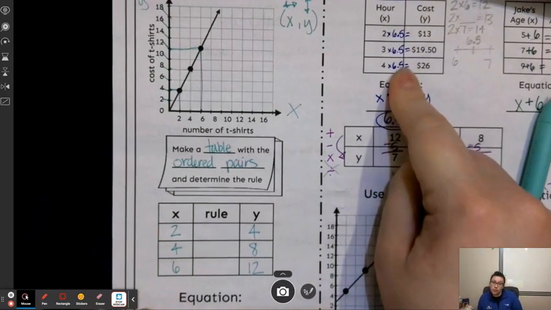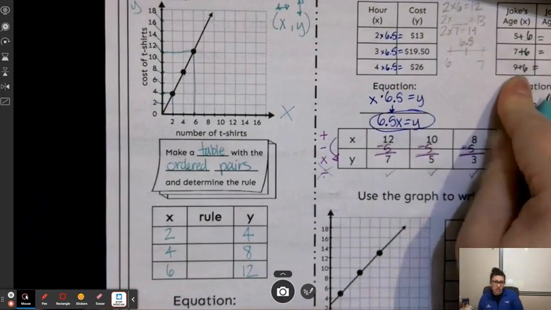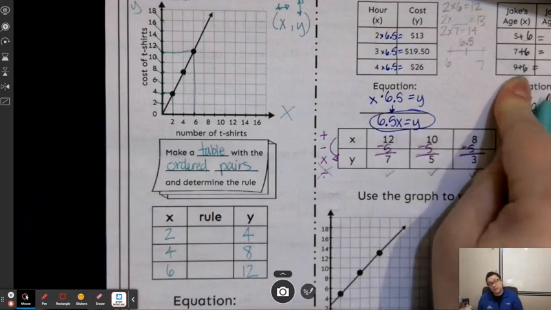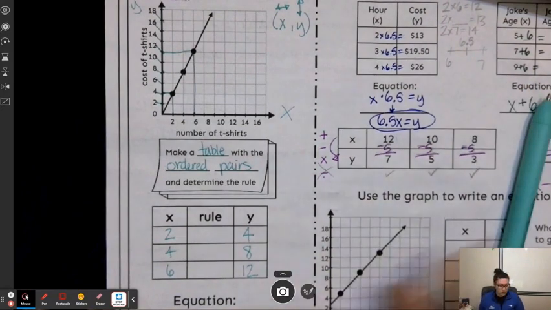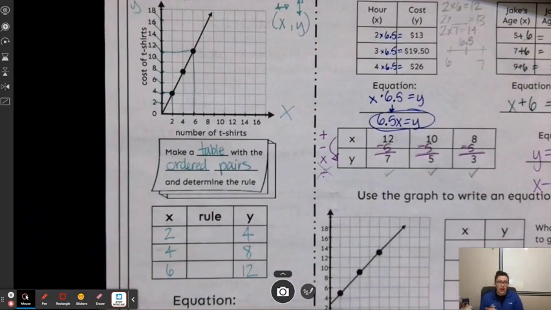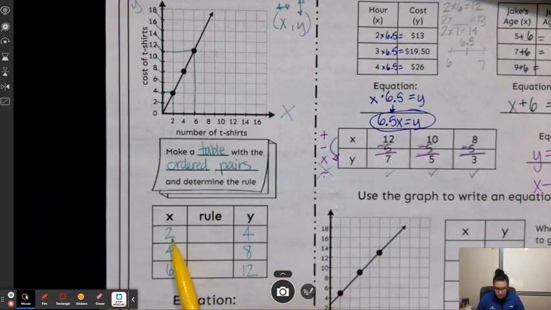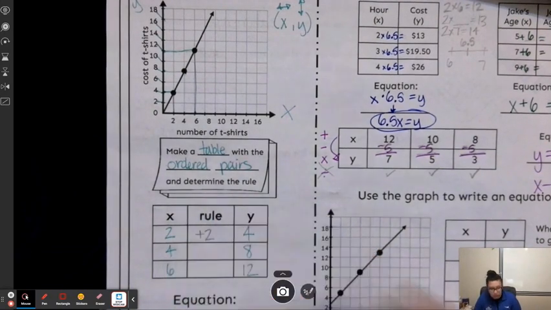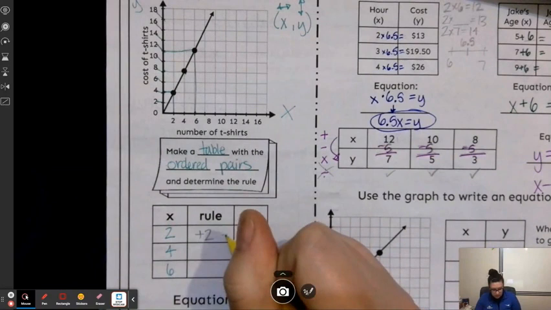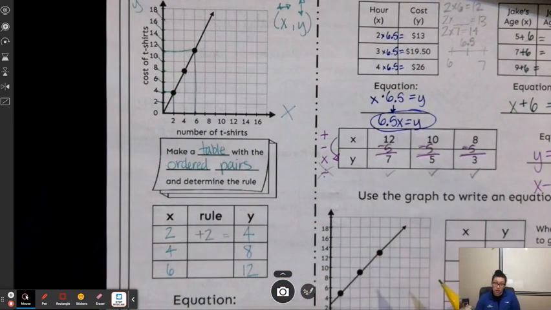Just like before, we're going to find our rule. We just started with a graph instead of a table first. So again, we've got to think, how could we add, subtract, multiply, or divide to go from this x to this y? What math can I do to go from 2 to 4? Again, I'm starting in pencil. 2 plus 2 equals 4. That's sure right. 2 plus 2 equals 4. Does it work all the way down?